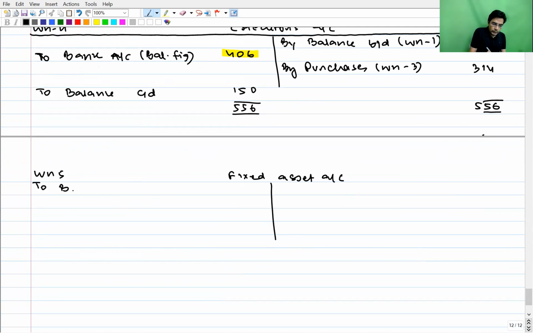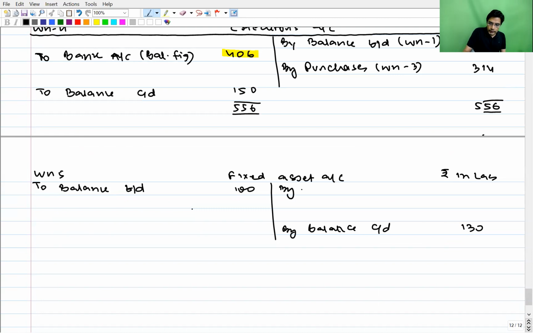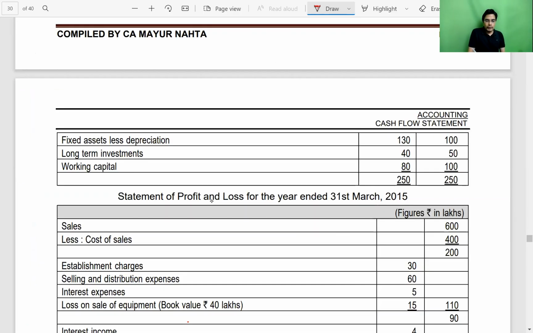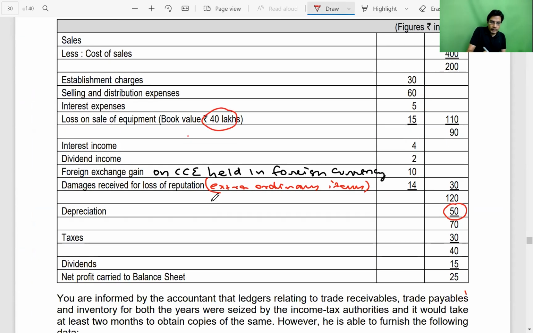To balance brought down, opening balance 100, closing balance by balance carried down 130. Then depreciation as given in the P&L account is 50. And then they are saying that in the current year, we have sold some fixed asset whose book value was 40. We sold it at a loss of 15.